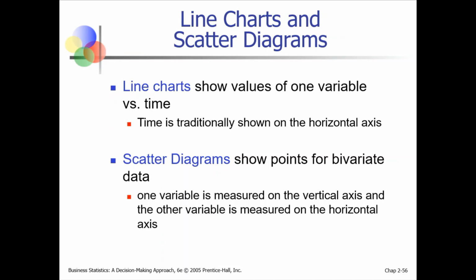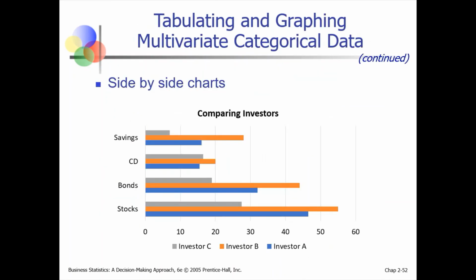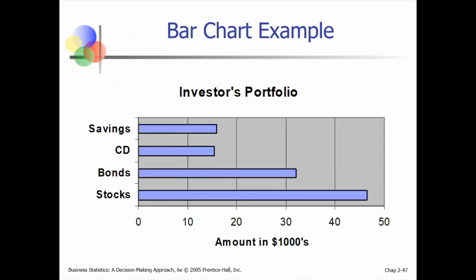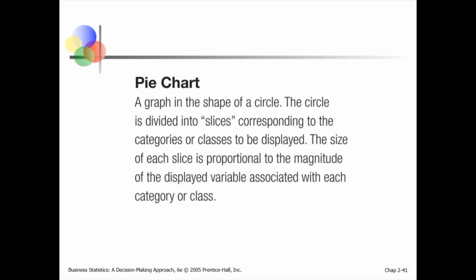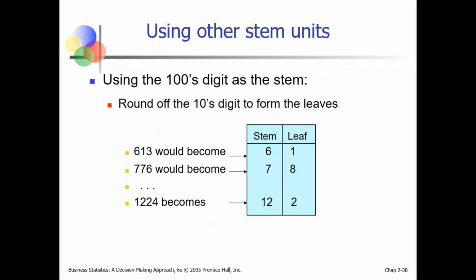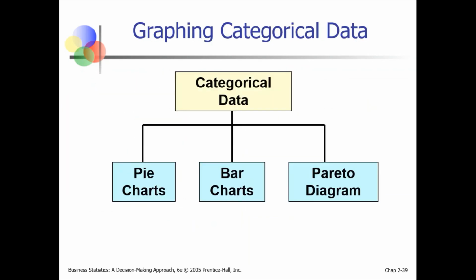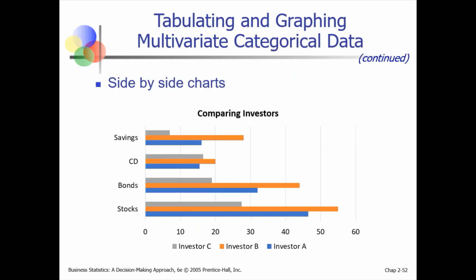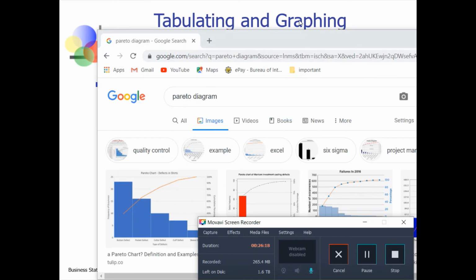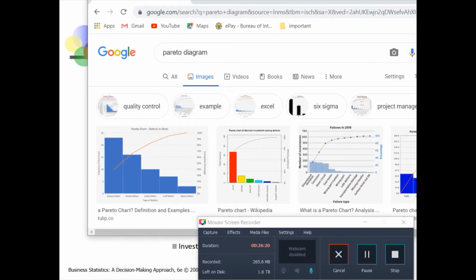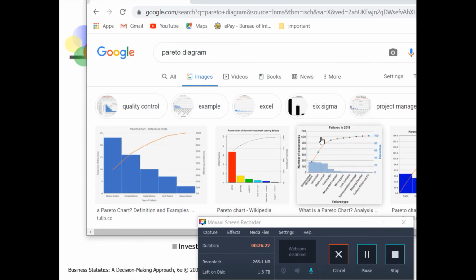Okay, the next type of diagram is the line chart and the scatter diagram. I haven't discussed the Pareto diagram. So take a look at what a Pareto diagram looks like. This is an example of a Pareto diagram. A Pareto diagram is, I think, a combination of a line chart and a bar chart.